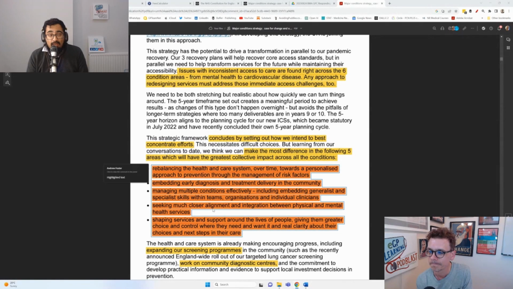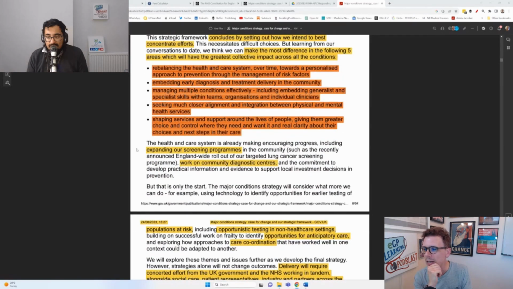So actually, if the knowledge base is based mainly in the hospital or secondary care services, actually moving that out towards the community, to back end the need and the location of the patients, maybe that's an alternative way to look at it as well. Definitely. And actually, the last point here is about shaping services and support around the lives of people, giving them greater choice and control about where they need and want the services. So that's good.